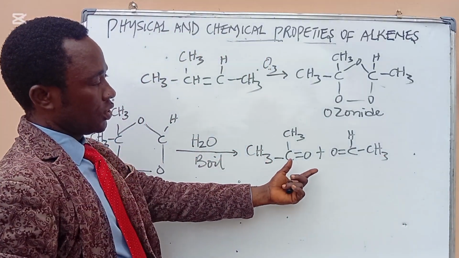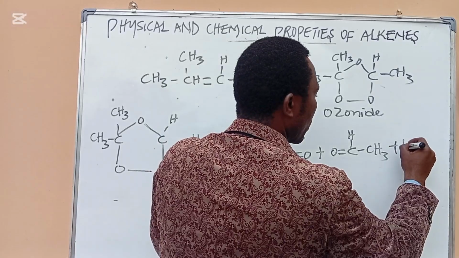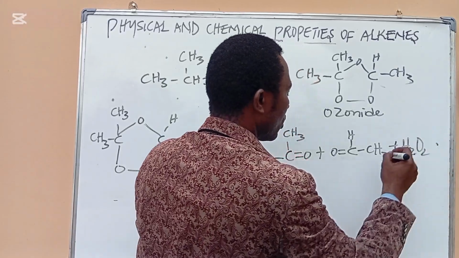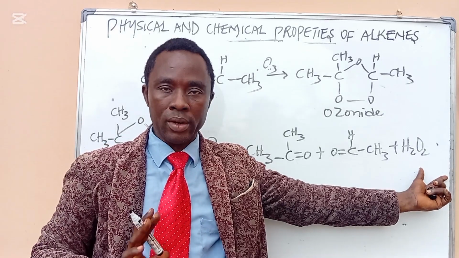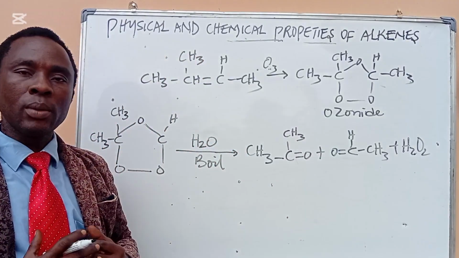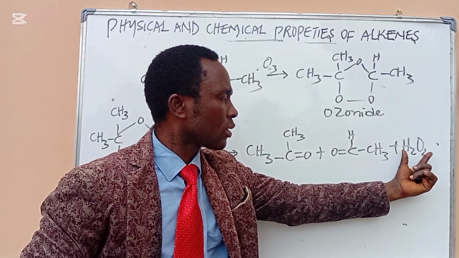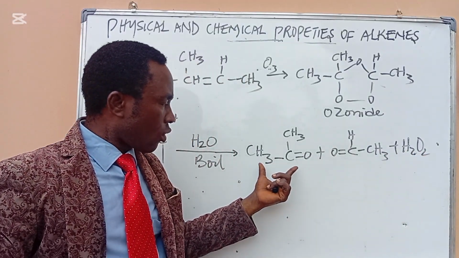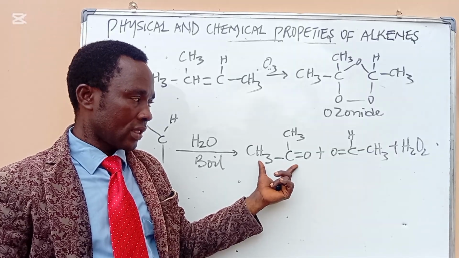Remember, this is this, and this is this. Then plus H2O2. So boiling an ozonide, we produce what? Hydrogen peroxide. And we know that hydrogen peroxide is an oxidizing agent. If hydrogen peroxide is an oxidizing agent, it cannot oxidize what? Alkanones, because alkanones are rarely oxidized.